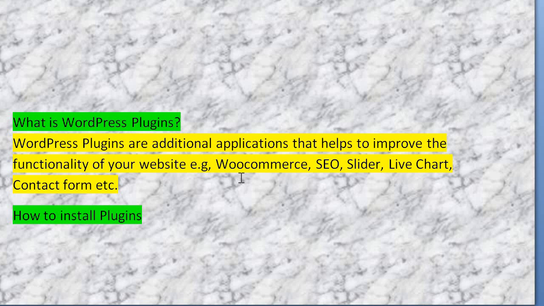For example, we have WooCommerce plugin, which is used for e-commerce, for trading, for buying and selling online. We also have SEO, which helps your site to be recognized on search engines like Google and to be seen. After building your site, you also have slides, effects. It has a lot of effects to make your site fine. Live chat, you can chat with somebody if you want. Contact form, etc. They are all plugins.